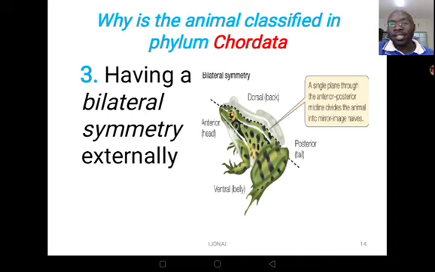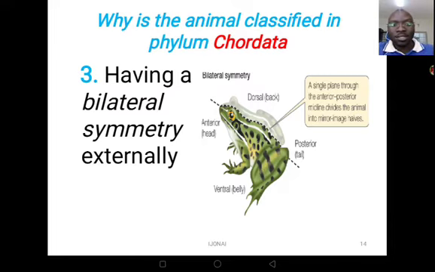The third characteristic of chordates is having a bilateral body symmetry. Of course, this could be shared by other phyla as well, but we can recognize it much more clearly in the chordates. What do we call bilateral body symmetry? This is when the body of an organism can be divided into 2 equal parts along one plane, or 2 equal mirror-like parts along the same plane.